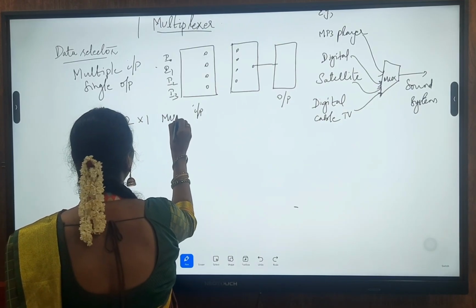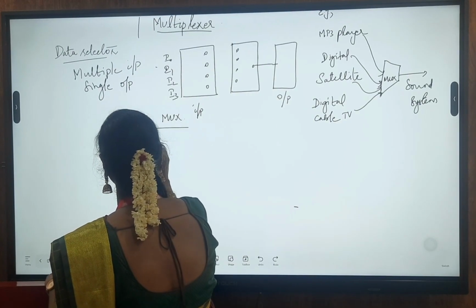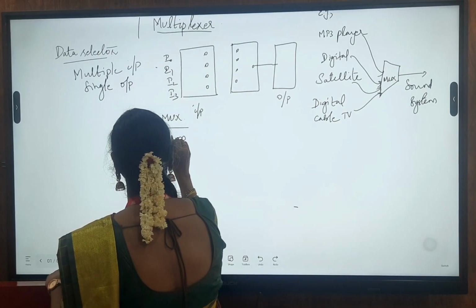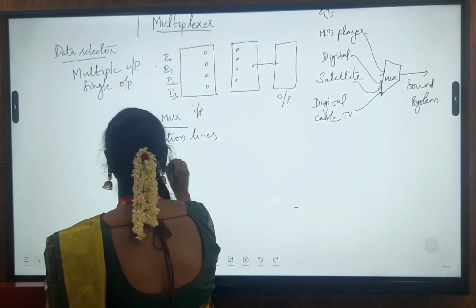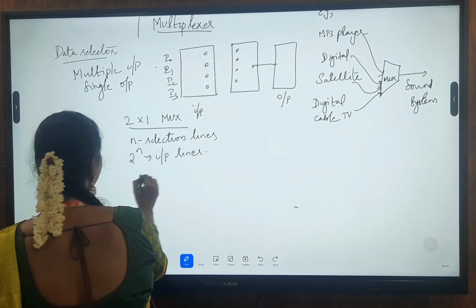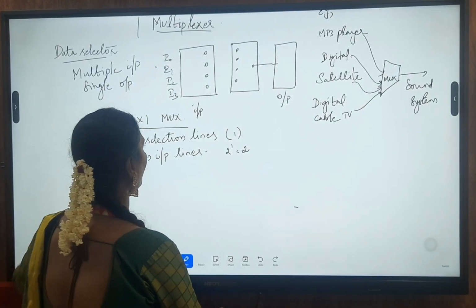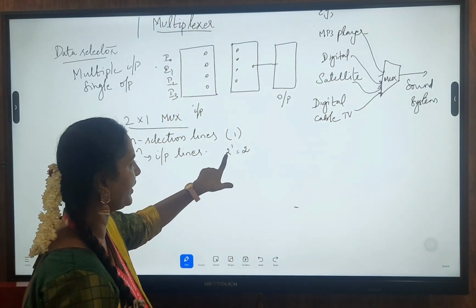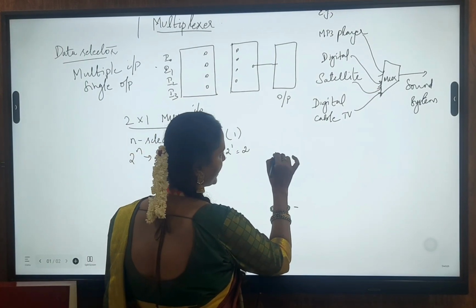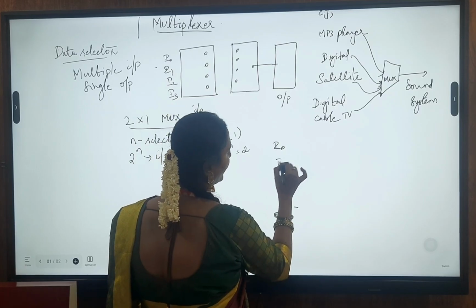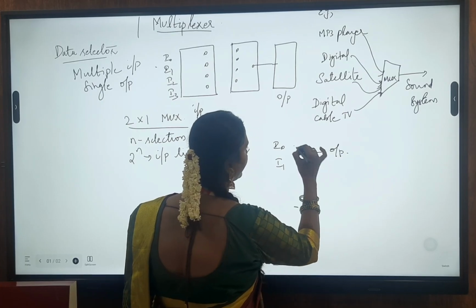The first one is a 2x1 multiplexer. If you have n selection lines, then you will have 2 power n input lines. Suppose I have one selection line, then 2 power 1 is 2 input lines. So for a 2x1 multiplexer, I will have 2 input lines with one selection line, to select between I0 and I1 at the output.